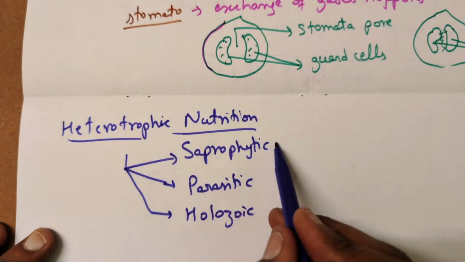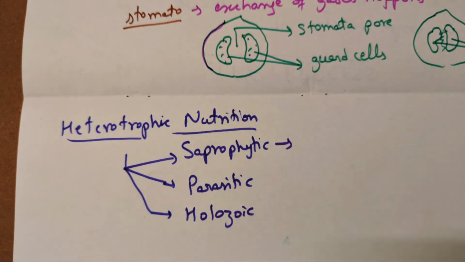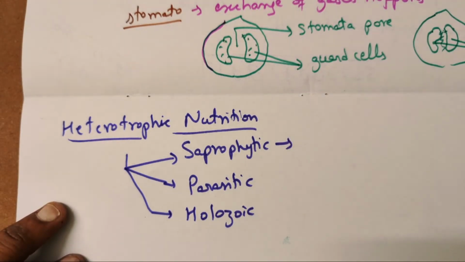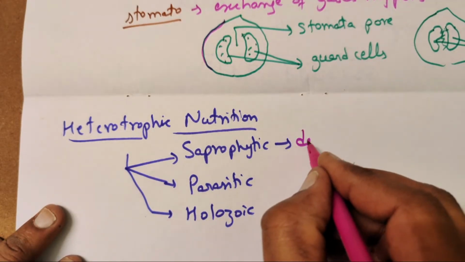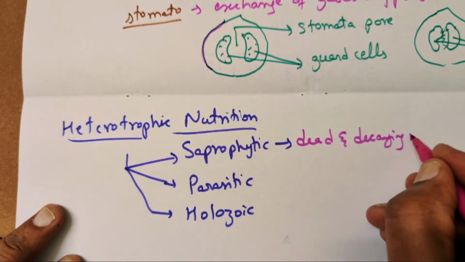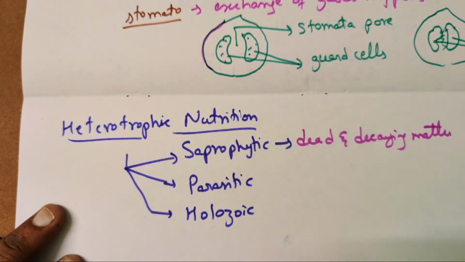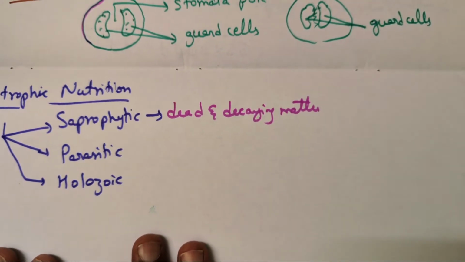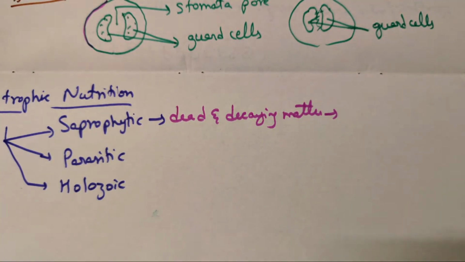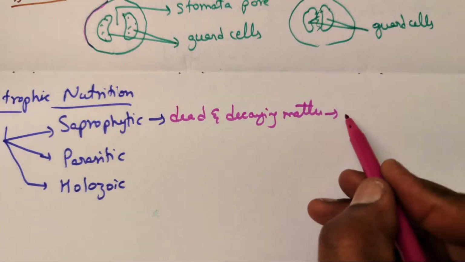So saprophytic are the animals or the living things which depend on dead and decaying matter. So what they are doing is they will produce some enzymes outside their body, and these enzymes will act on the dead and decaying matter, and then they will absorb energy from that matter. The example is fungi.